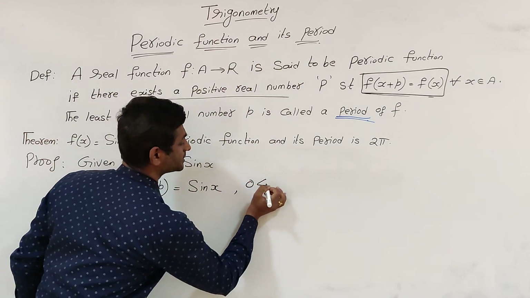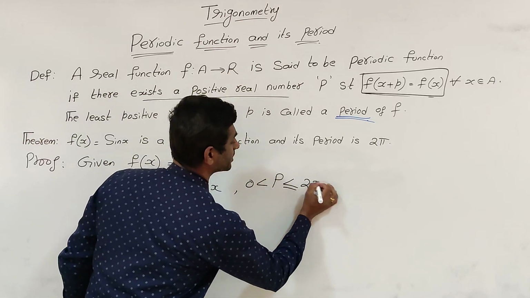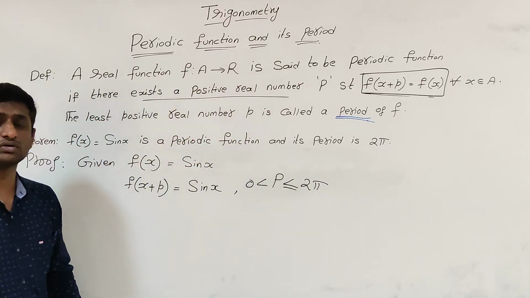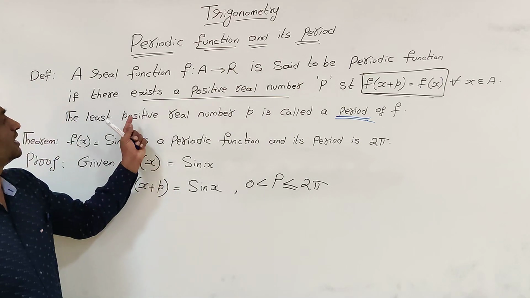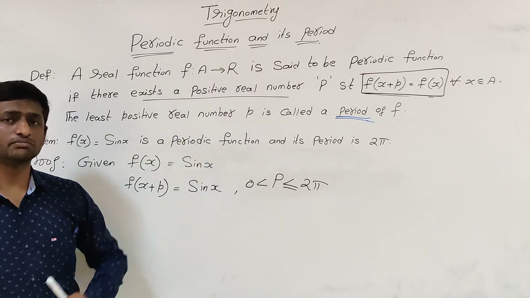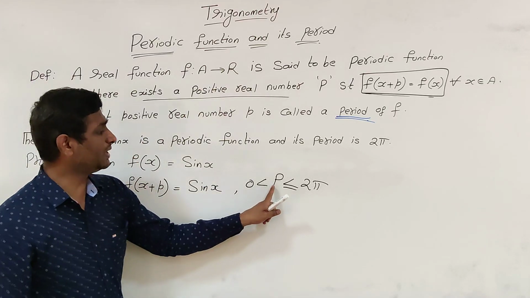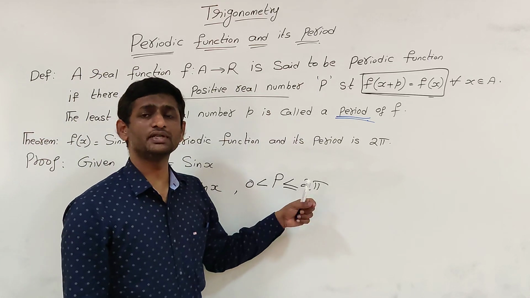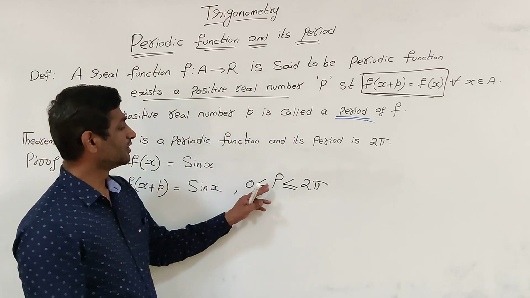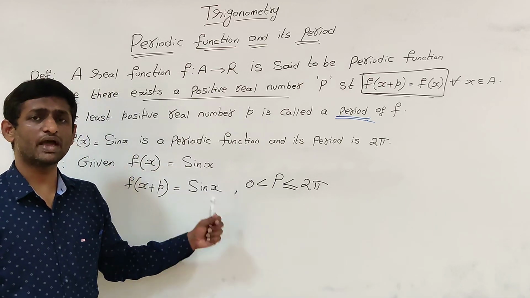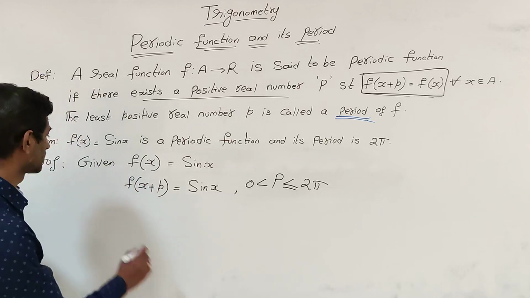Now, what is p? P lies between 0 and less than or equal to 2 pi. P cannot be 0 because it is given that it is a positive real number. So p cannot be 0. And p may be 2 pi. 2 pi means how many degrees? It is 360 degrees. Now let us check what happens if we take less than 360 degrees.